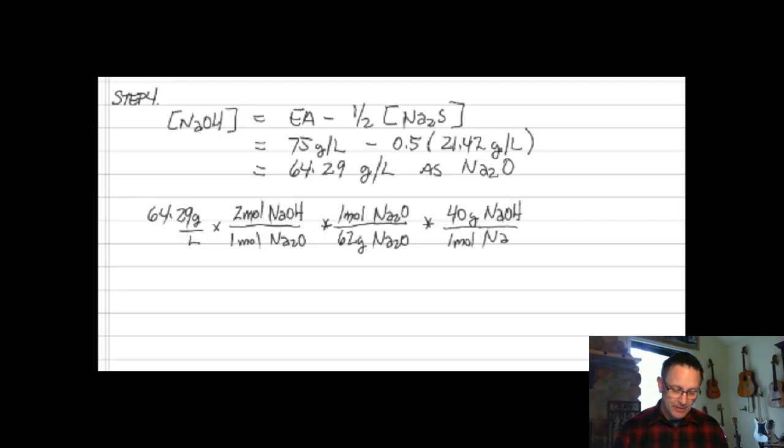Multiply that out, and you'll see that's the ratio of 80 over 62. That equals 82.95 grams per liter as NaOH. So that means you're going to have to weigh out 82.95 grams of NaOH for every liter you produce. Alright, so let's calculate now the concentration of Na2S that we need in terms of Na2S.